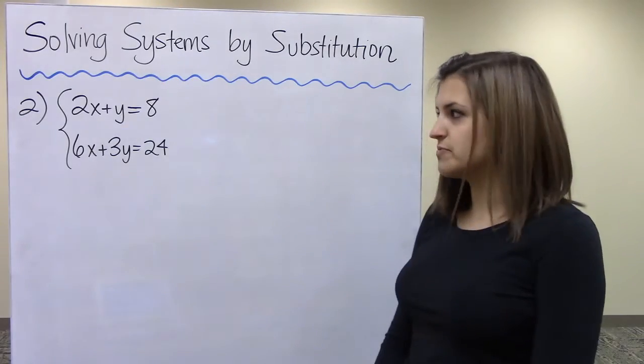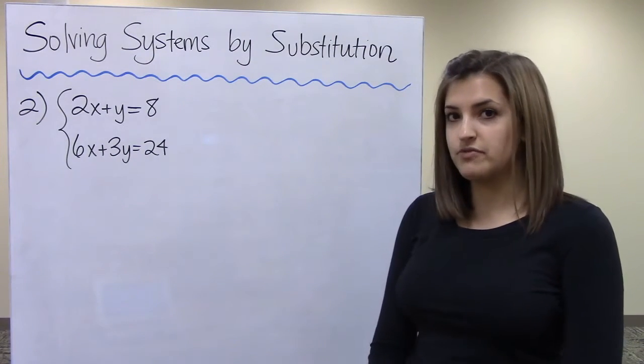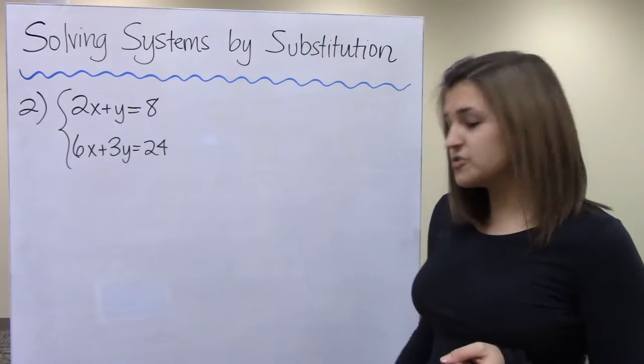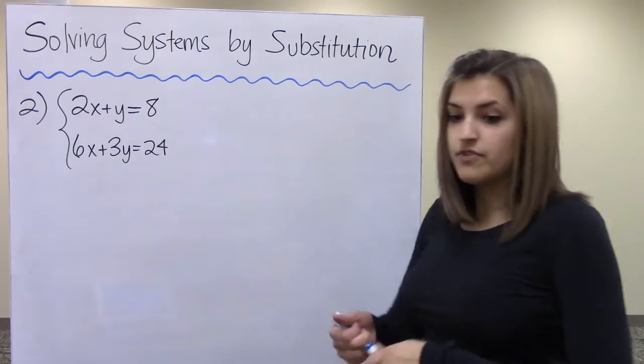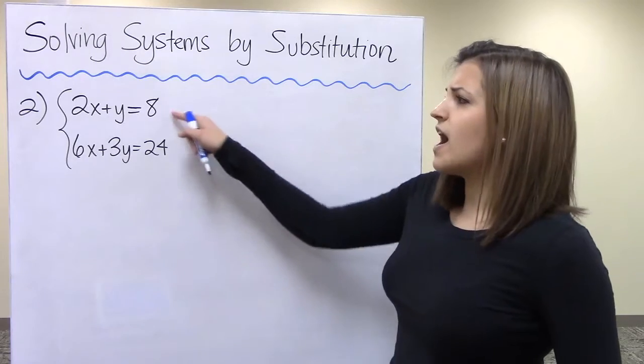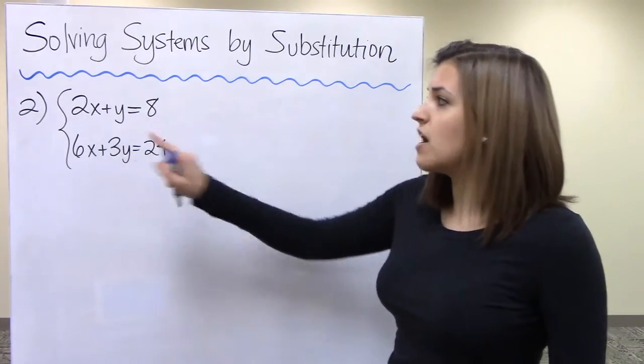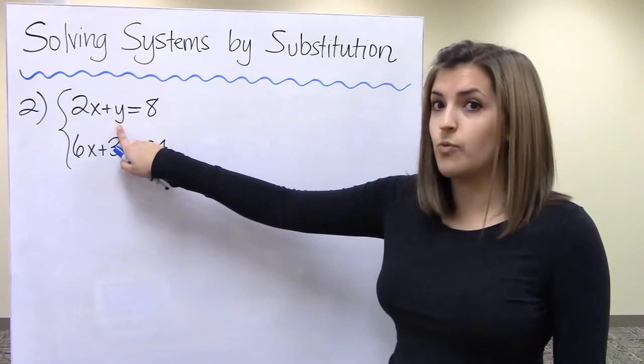Okay, example number 2. We have 2x plus y equals 8, and 6x plus 3y equals 24. So we are going to have to do step 1 here, which is to solve one of the equations for either x or y. So I think that this one would be easier to solve for x or y because I already have y with a coefficient of 1.